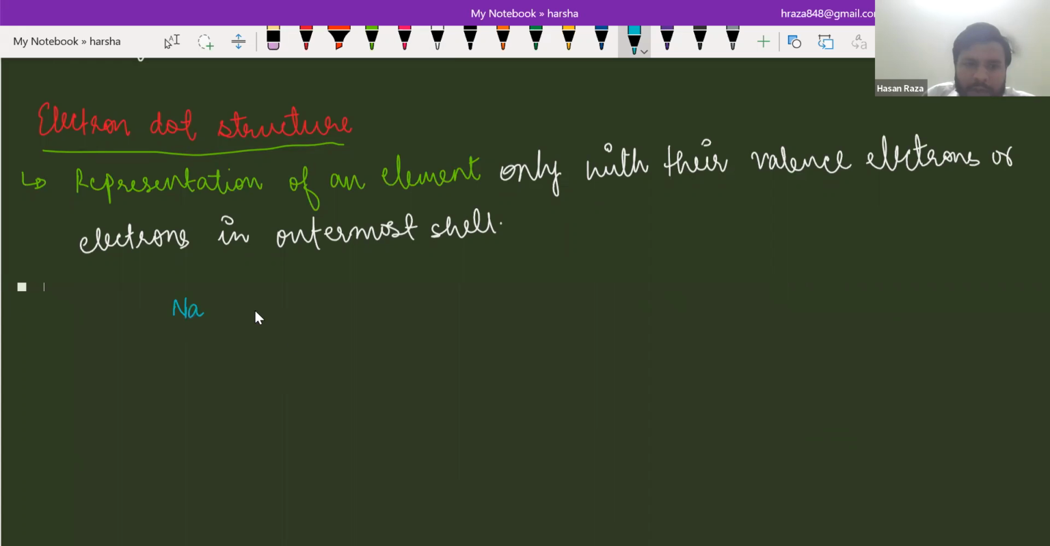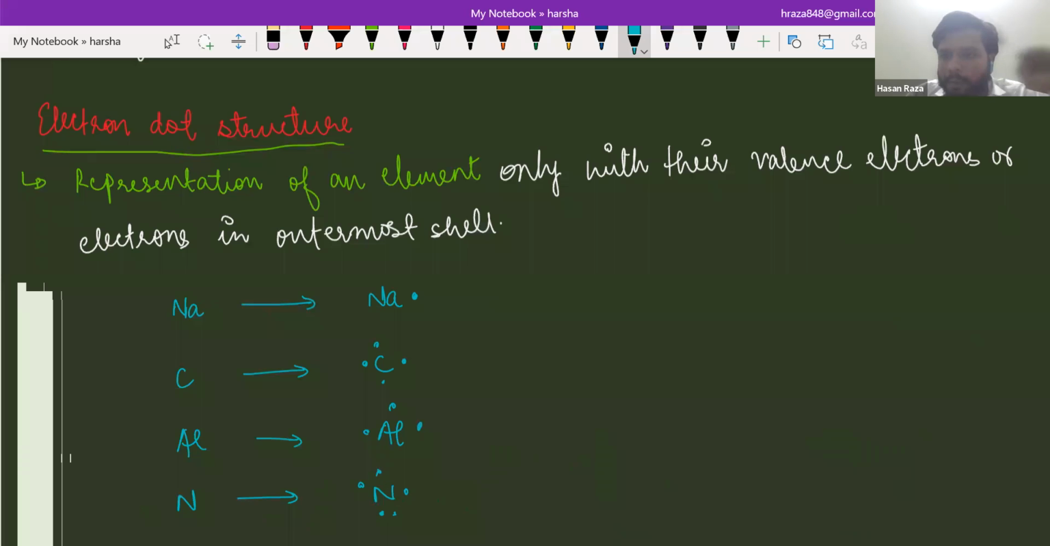Whatever is the number of electrons present in the outermost shell, we will just represent that. Like sodium: what will be the electron dot structure of this? Na with one dot, because it has only one electron in the outermost shell. If you have carbon, that means 4 electrons in the outermost shell. In the same way, aluminum, and nitrogen with 5 electrons in the outermost shell. Whatever is the number of electrons in the last shell, we just need to represent the valence electrons. That is called electron dot structure. Is that clear to everyone?